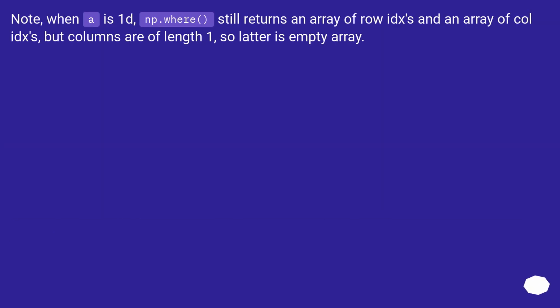Note, when A is 1D, np.where still returns an array of row indices and an array of column indices, but columns are of length 1, so the latter is an empty array.